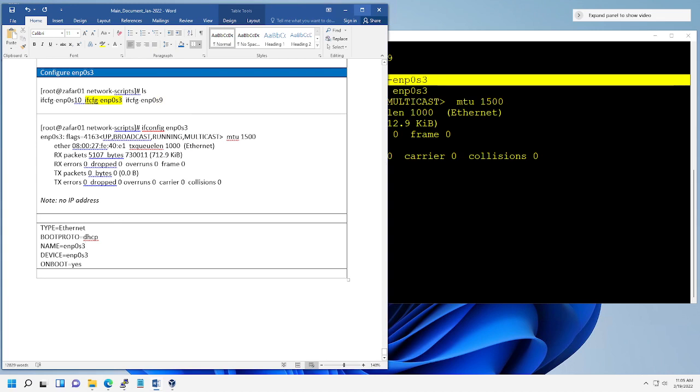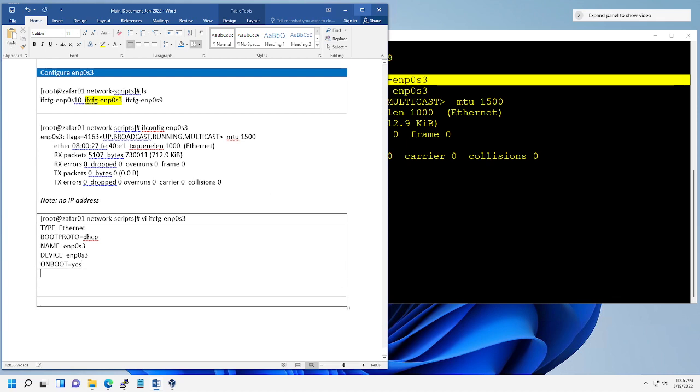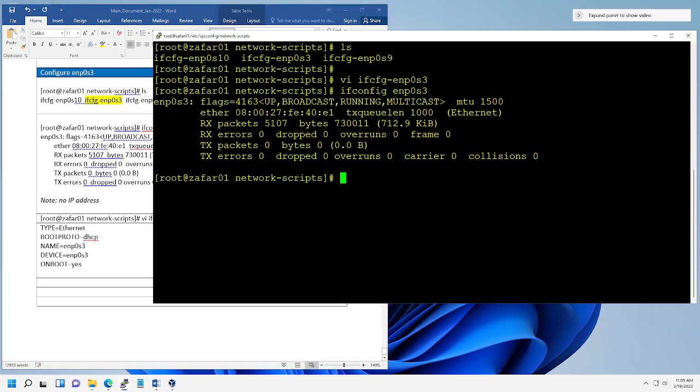Okay, we saved and exit. Now what we're going to do is restart the service so that the changes will take effect. Alright, so what I'm going to do is systemctl restart NetworkManager. Okay, this is the command to restart it, and I'll hit enter.